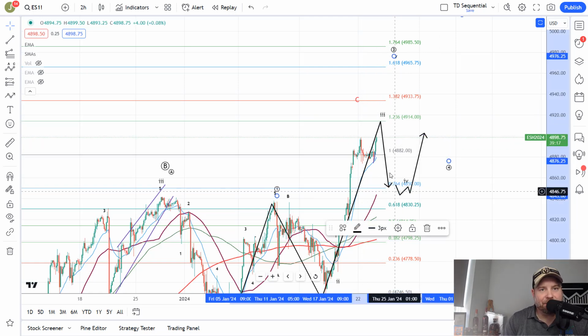Then we need to test the pivot. Wave 3 of 3 is done when they test the pivot. Now, if it stays under the 1, 2, 3, 6, the pivot stays where it's at. If not, the pivot moves up.